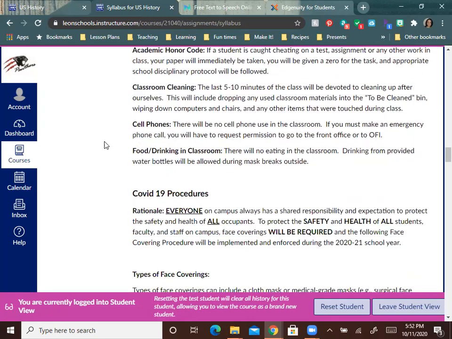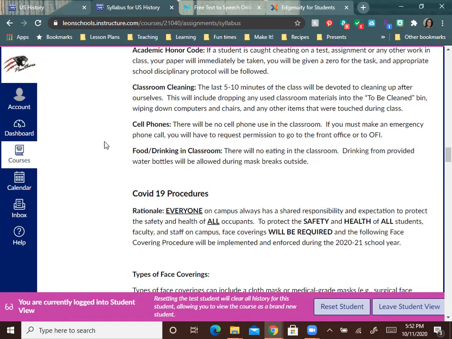In our classroom, the last 5 to 10 minutes of class are devoted to cleaning up after ourselves and getting ready for the next group to come in. This includes dropping any unused classroom materials into the to-be-cleaned bin, wiping down computers and chairs, and any other items that were touched during class.